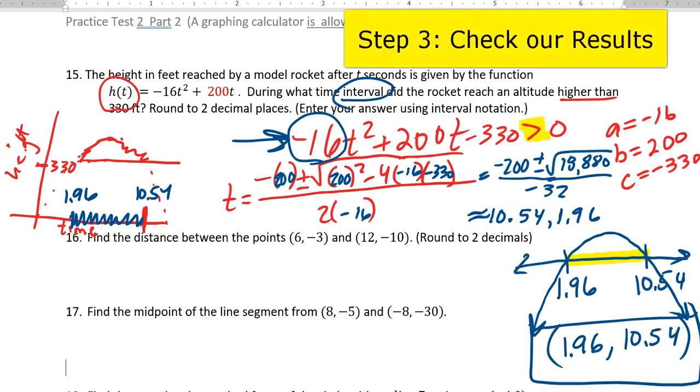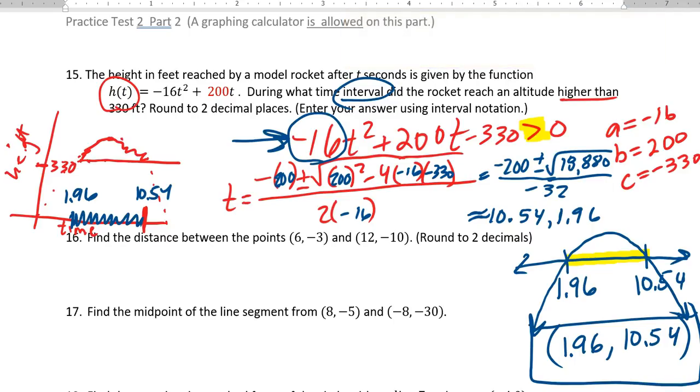And we have one more step. We always want to check our results. And that just means look at it and make sure that it makes sense. So for example, this is time, and time would have to be positive. Well, both of those values make sense. And doesn't it seem reasonable that the rocket could reach high in about 2 seconds, and then it would start falling, and it would be falling down again in about 11 seconds?